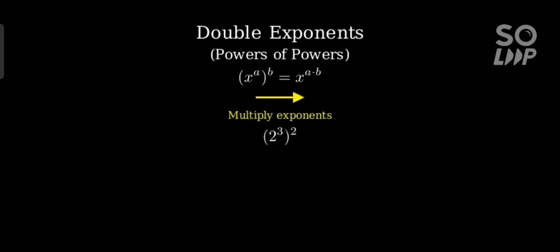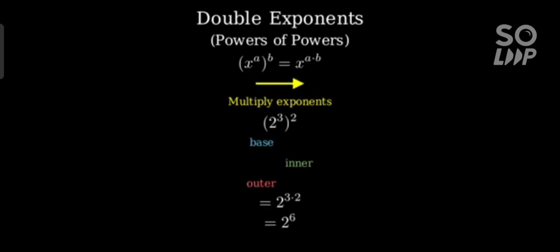Let's start with a simple example. Let's solve 2 cubed to the power of 2. First, we identify that 2 is our base, 3 is our inner exponent, and 2 is our outer exponent. Using our rule, we multiply the exponents. 3 times 2 equals 6. So our answer is 2 to the power of 6.